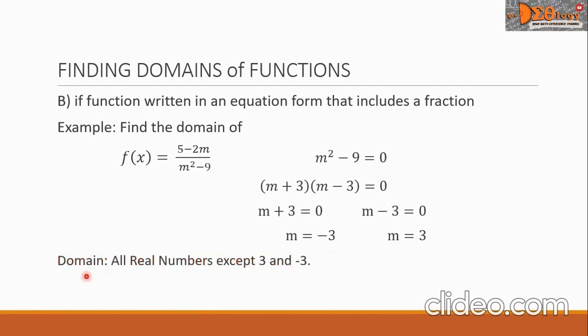So in writing the domain, we will write all real numbers except 3 and negative 3. In symbol, we can write like this: R to represent all real numbers, then minus the set containing 3, comma, negative 3 inside braces. This is our final answer.